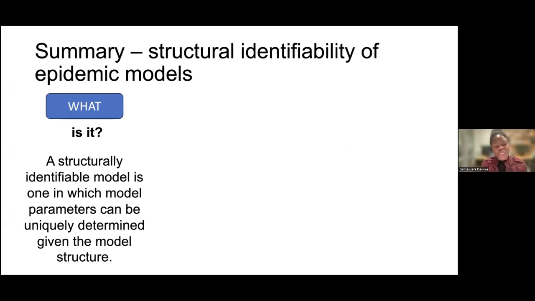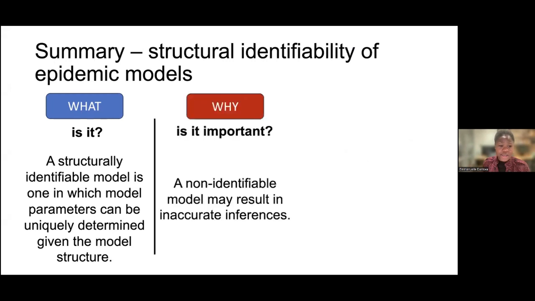It's a model in which all the parameters can be uniquely determined given the model structure. Why is it important? Why would you need to test for structural identifiability? Well, a non-identifiable model, as we saw in those manifestations, might lead to inaccurate inferences.